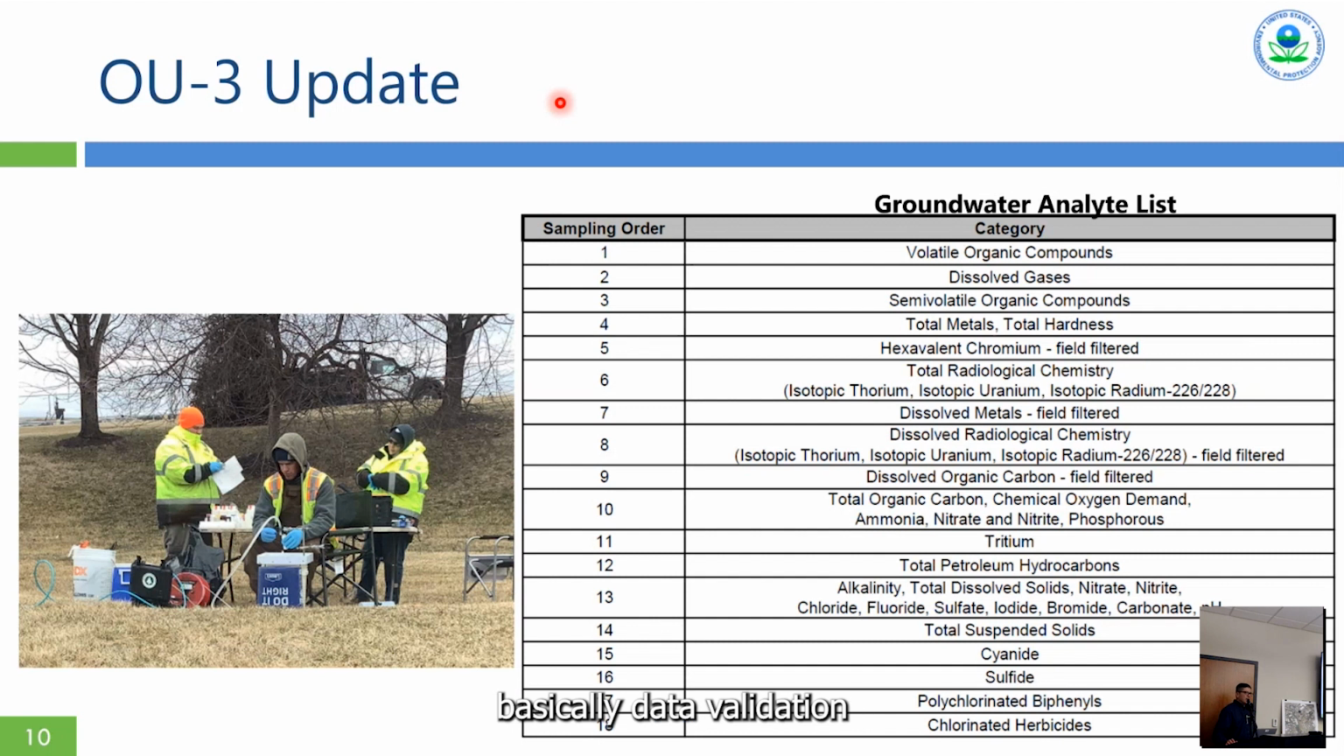But basically, data validation is a process of looking at the data, looking at the QA/QC, the quality assurance, quality control that was done, just to make sure that the data is up to snuff. You just don't take that data and set it out there and say, this is it. This is what we found. So that process also takes time.